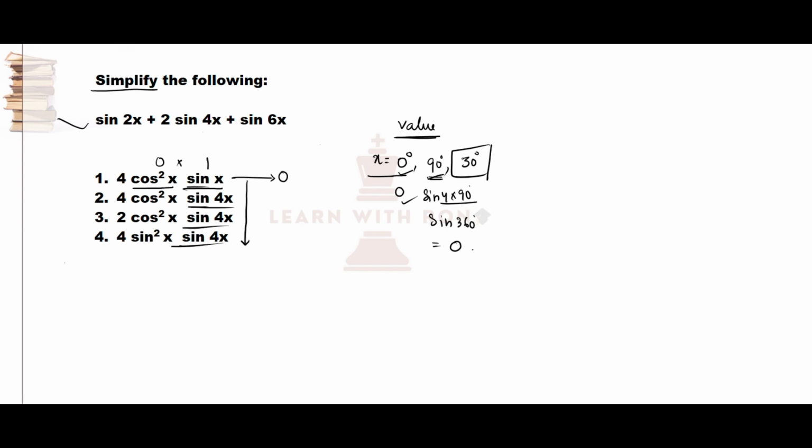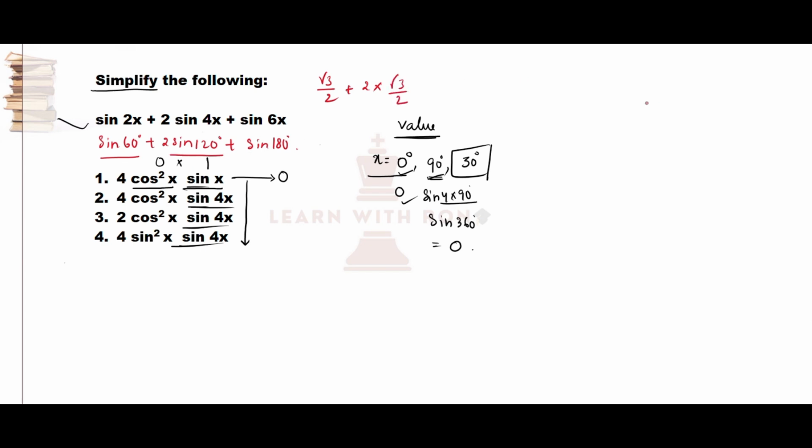If we substitute x as 30 degrees, what is the value of the expression? Sin 2 into 30, 60 degrees, plus 2 sin 4 into 30, 120 degrees, plus sin 6 into 30, 180 degrees. So what is the value of sin 60 degrees? Root 3 by 2. And 2 times sin 120 degrees? Root 3 by 2 only.